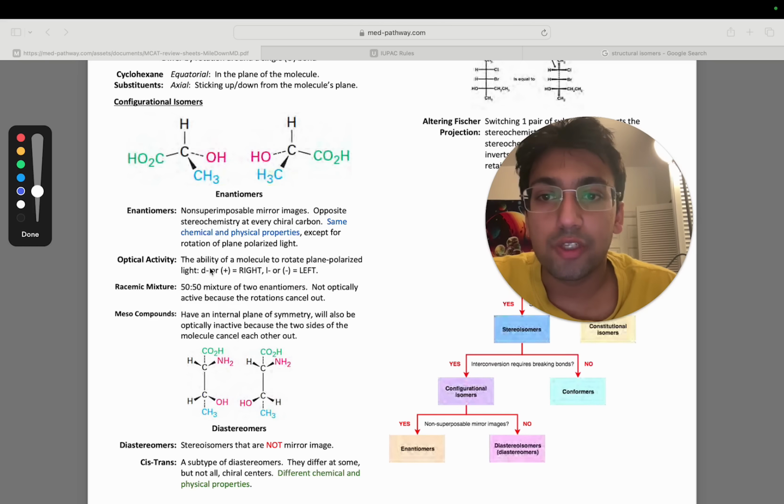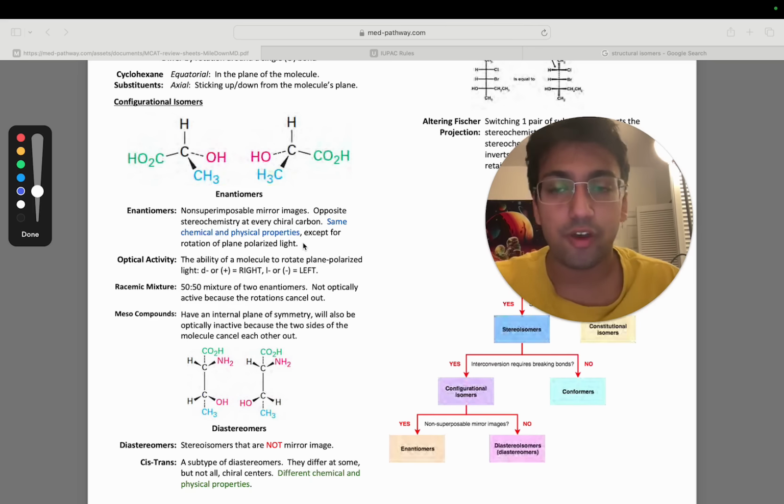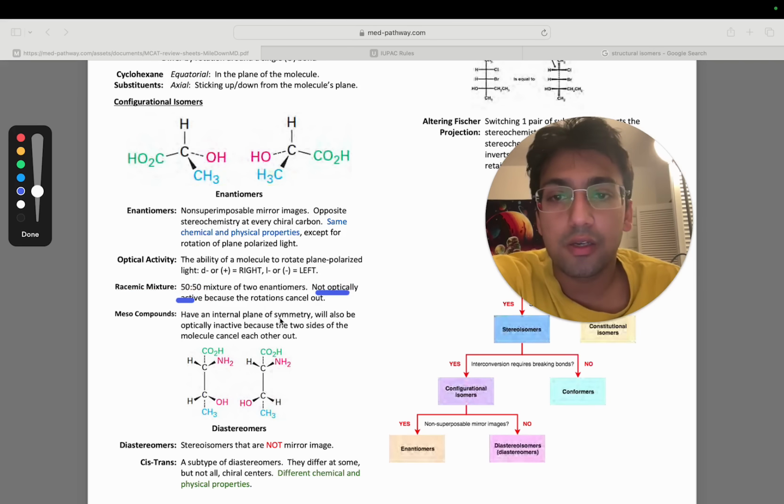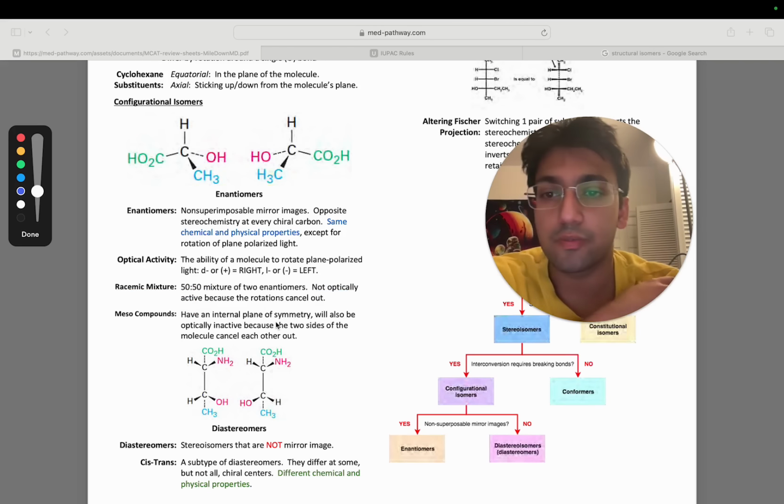Being able to say which way it rotates the plane polarized light helps them classify what type of compound, which enantiomer they're talking about. Racemic mixtures are when you have 50-50 mixtures of two enantiomers, and you can understand why that would not be optically active, because those rotations cancel each other out.